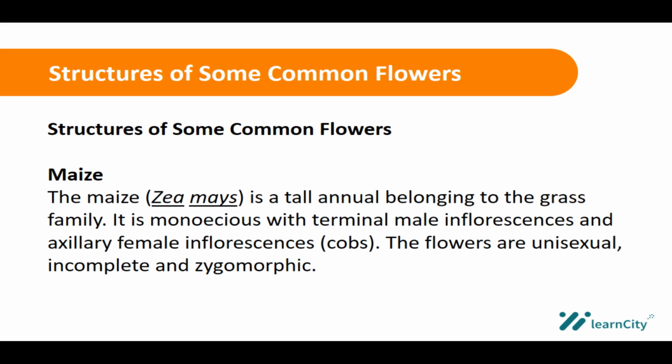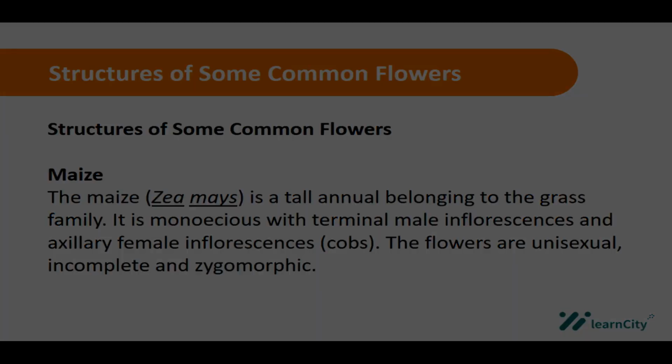We said terminal inflorescences are usually at the ends of branches or stems, while axillary inflorescences are usually found on the axils of the leaves. So it is monoecious. There are terminal male inflorescences and axillary female inflorescences, which are called the cobs.